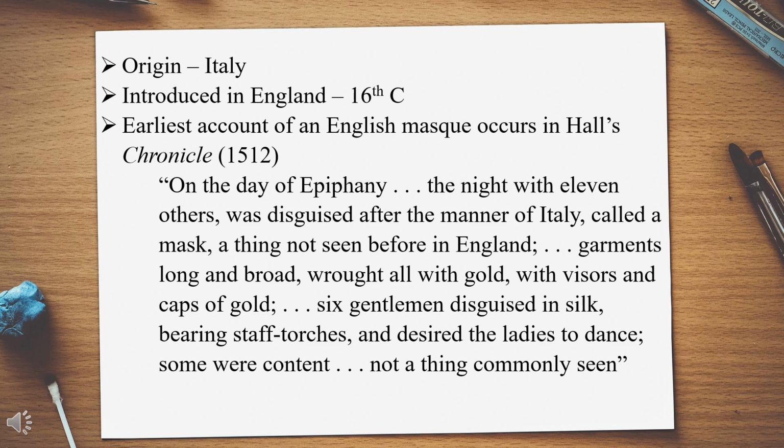On the day of Epiphany, the knight with 11 others was disguised after the manner of Italy, called a mask, a thing not seen before in England. Garments long and broad, wrought all with gold, with visors and caps of gold. 6 gentlemen, disguised in silk, wearing stuffed torches, desired the ladies to dance. Some were content, but not a thing commonly seen.